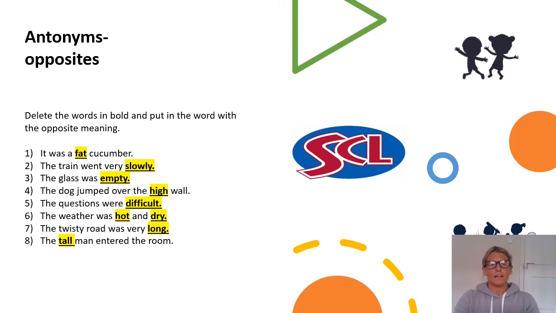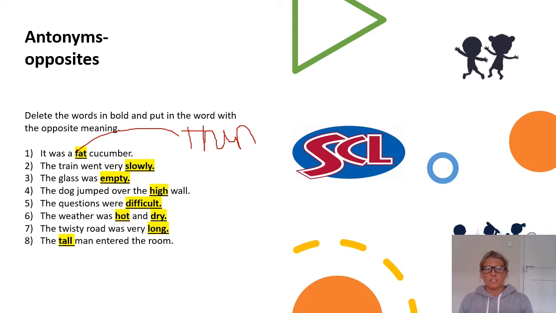So first one, it was a fat cucumber. If someone's fat, what's the opposite? Exactly correct. Well done. So it would be thin. Brilliant. Okay, the next one then, the train went very slowly. What's the opposite to that word? Yes, good job. So the train went very fast. That's what we'd hope most trains would go, so we get there quicker.